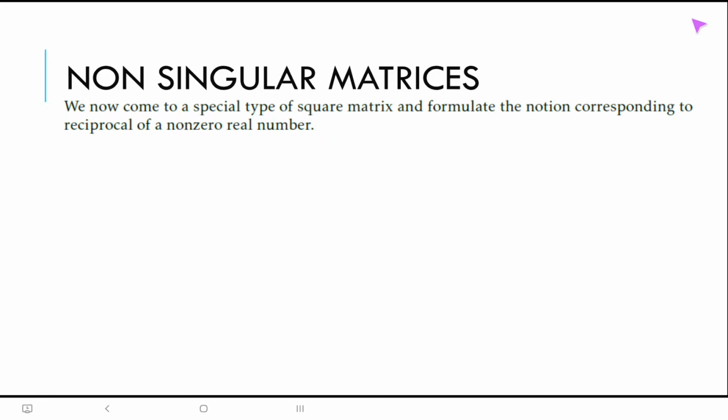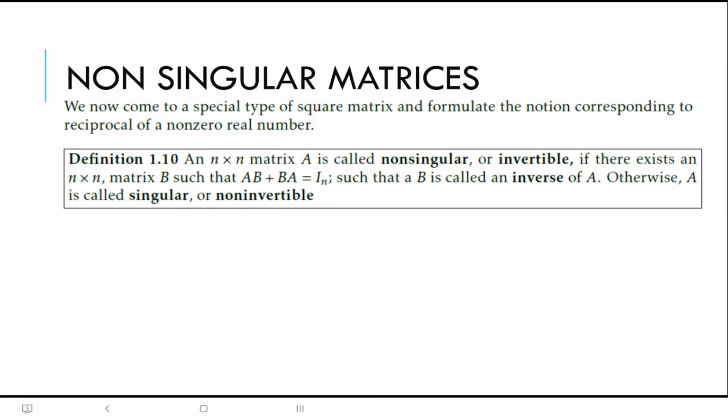Okay, so kanina diniscuss natin yung additive inverse and then yung additive identity. So this time we will discuss the multiplicative inverse. Okay, pag sinabi natin multiplicative inverse, pag minultiply mo siya dun sa matrix natin, ang makukuha natin ay yung identity matrix. Okay, so let's proceed to the definition.